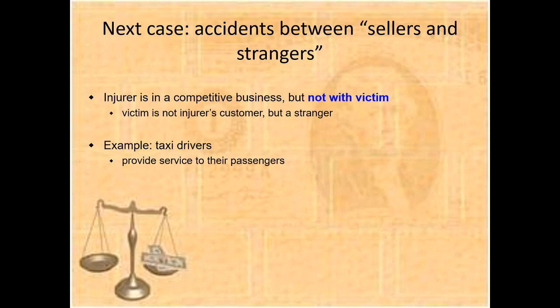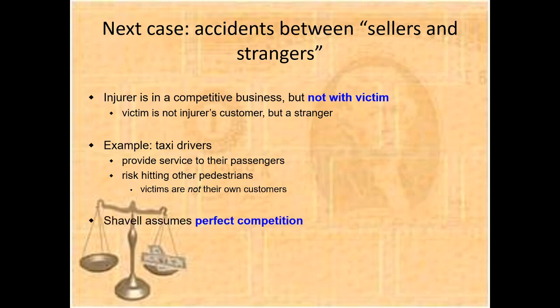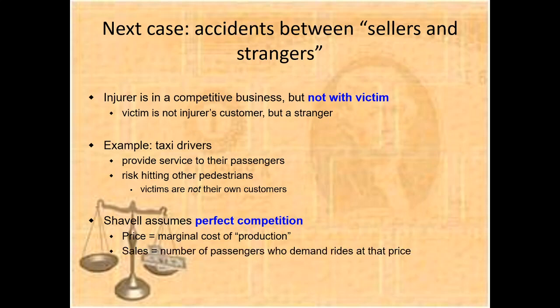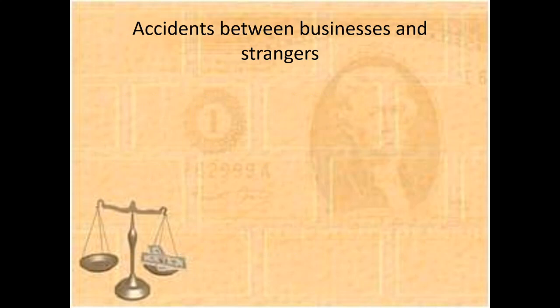For example, taxi drivers provide services to their passengers, but risk hitting other pedestrians. The victims are not their own customers, and suppose there is perfect competition, that is, price is equal to marginal cost of production, where sales are equal to the number of passengers who demand rides at that price.